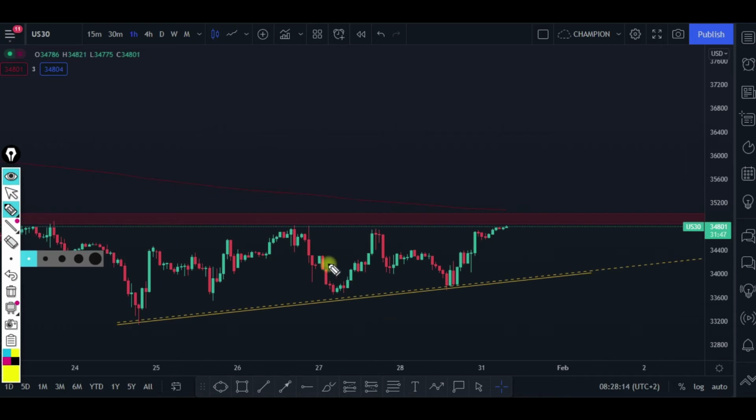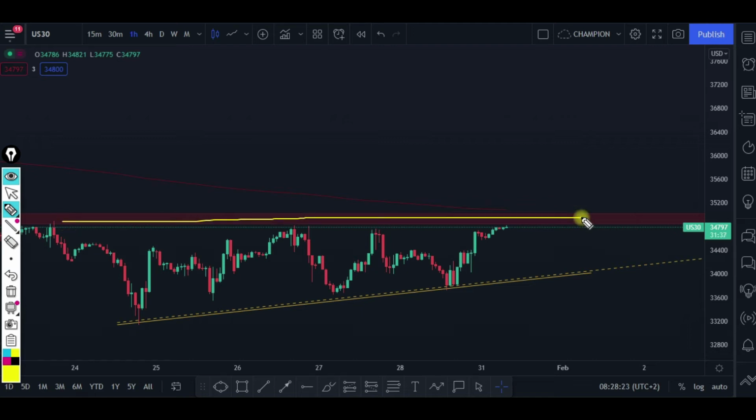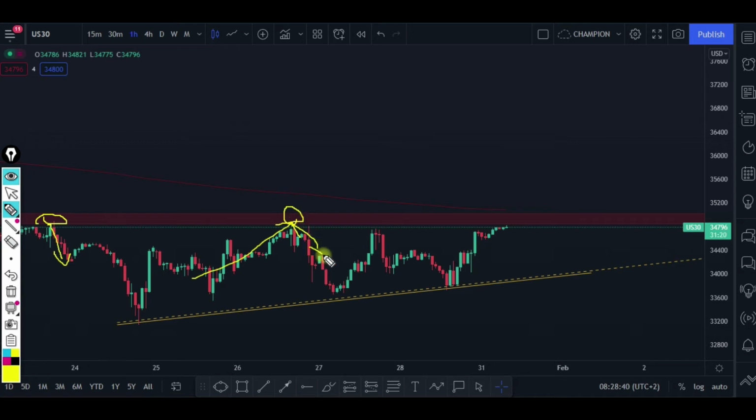One thing I can tell you, soon this resistance will be broken. Soon we will be breaking out of this resistance. You can see this is the ascending wedge. Ladies and gentlemen, the market retested and pushed down, came again, retested the area and pushed down, came again, retested this area, pushed down. Now we are at this area again.